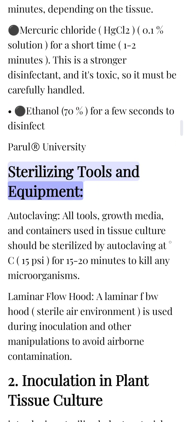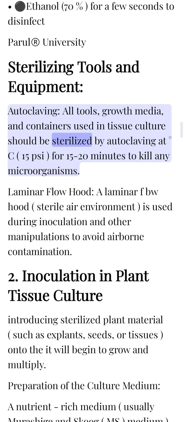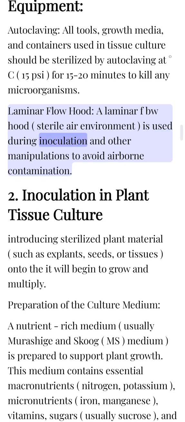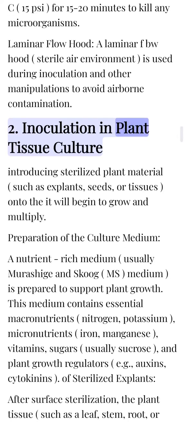Sterilizing tools and equipment. Autoclaving: all tools, growth media, and containers used in tissue culture should be sterilized by autoclaving at 121 degrees Celsius, 15 pounds per square inch, for 15 to 20 minutes to kill any microorganisms. Laminar flow hood: a laminar flow hood, a sterile air environment, is used during inoculation and other manipulations to avoid airborne contamination.